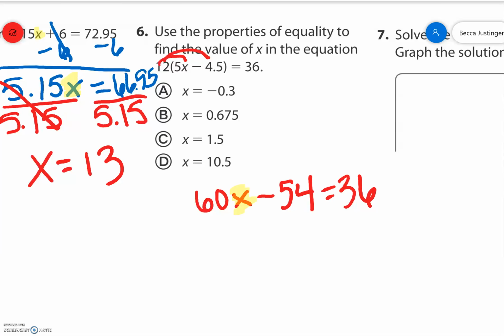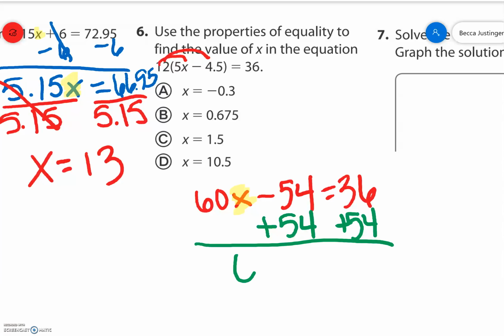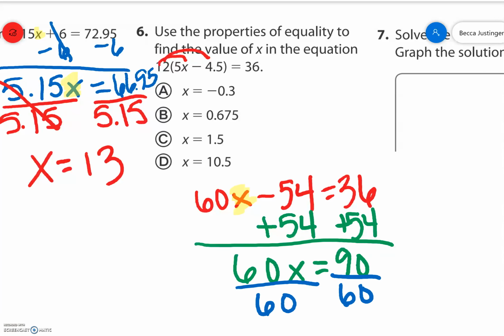Same steps solving for x. Got to get rid of the 54 first. Since it's subtracting, I'm going to add it. We do the inverse operations. So then 60x is equal to 90. Divide both sides by 60. Cancels out on the left, and x equals 1.5.